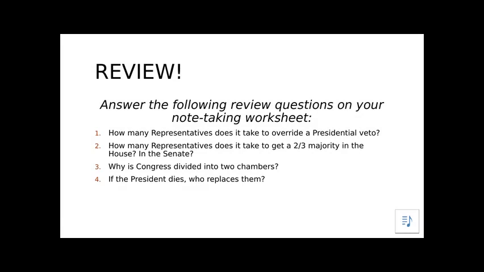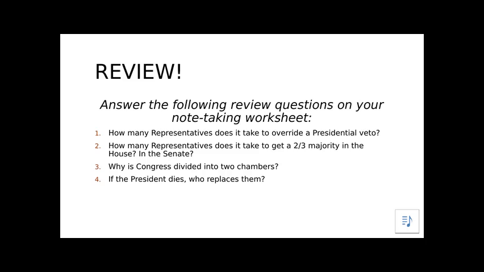All right, so your note-taking worksheets have these 4 questions on them at the end. So let's review. How many representatives does it take to override a presidential veto? 2/3 or 290. Very good. So how many representatives does it take to get a 2/3 majority in the House? 290. Very good. How about in the Senate? That's right. In the Senate it would take 67. Now, we know from math that 100 divided by 3 is 66.6. But a senator can't be 0.6 of a person. So it takes 67 because we round up.